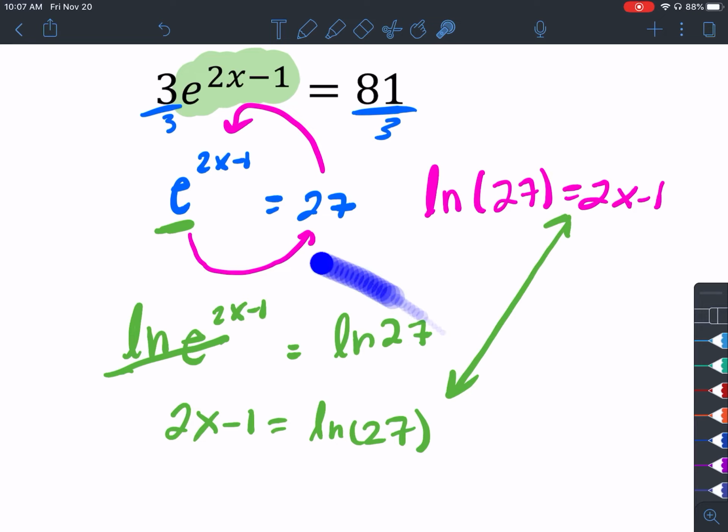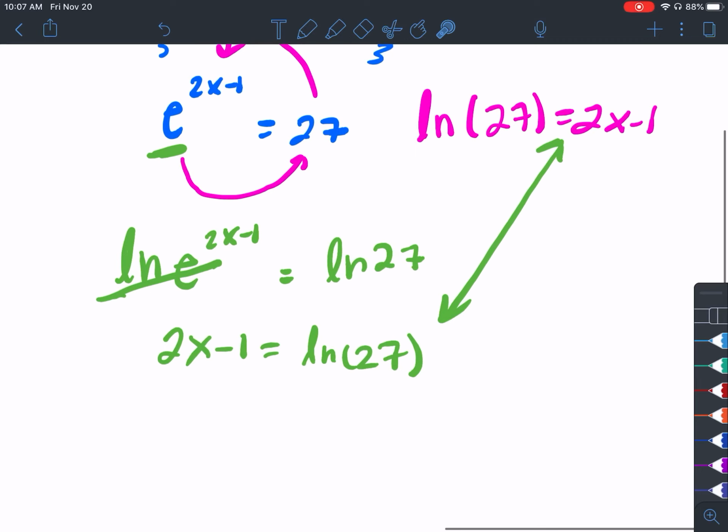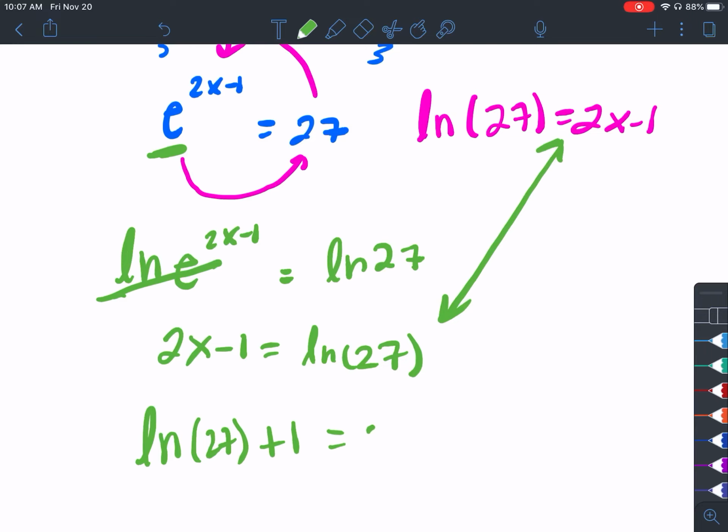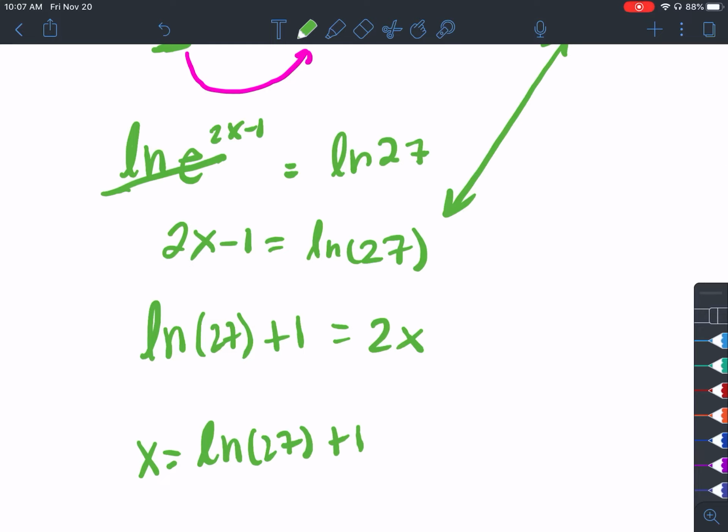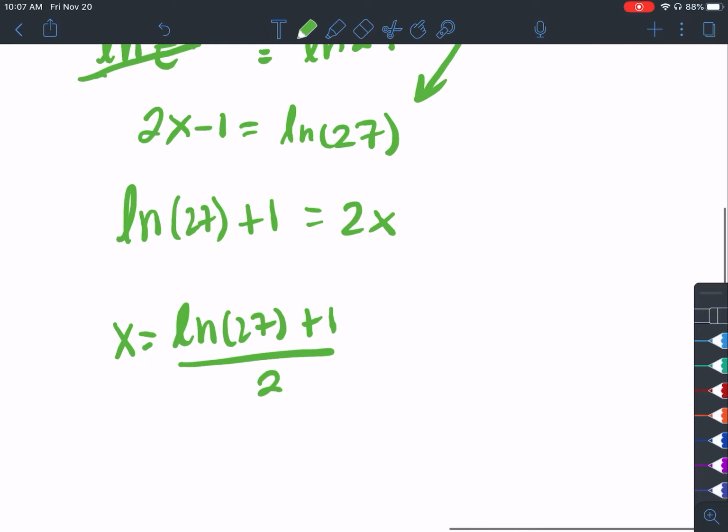Some people find this idea a little bit easier to do. They don't have to worry about the conversion. Some people just like to go to the conversion straight away. Either way, you get the same answer. Now we can go ahead and finish this. So we get the ln of 27 plus 1 equals 2x. So x equals the ln of 27 plus 1 over 2.